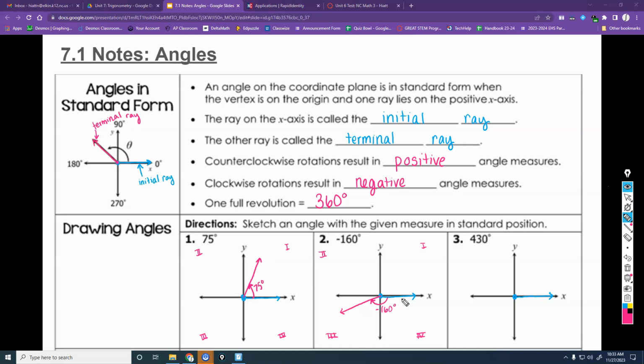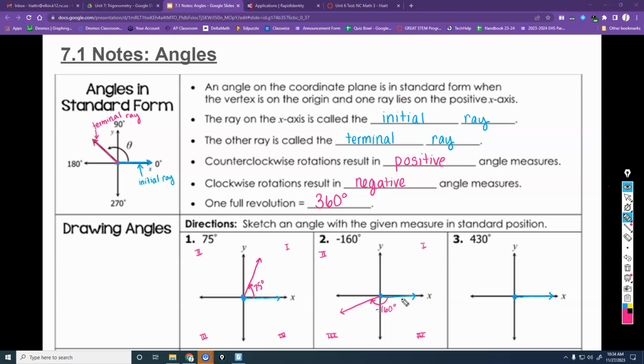All right. We need 430 degrees. So let's go 90 degrees, 180, 270, 360. How much further do we need to go? If we do 430 minus 360, we've already been 70. So we need 70 more degrees. So move 70 degrees. Not quite 90.